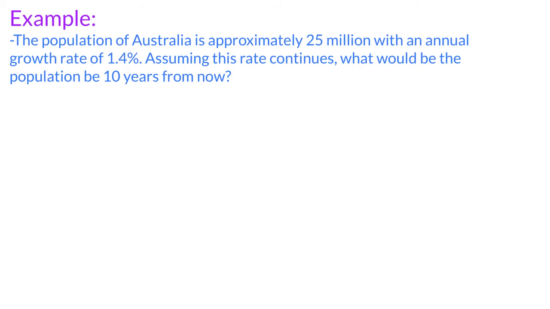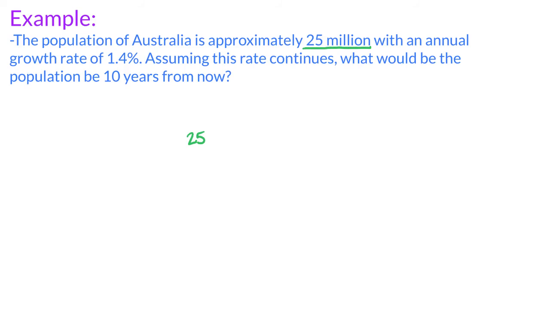So if we take a look at this population example, the population of Australia is approximately 25 million with an annual growth rate of 1.4%. Assuming this rate continues, what would it be in 10 years from now? So what I want to do is highlight the fact that this 25 million, that's how much I'm starting with right now. That's my principal, okay? Now, I can just put 25 and then in my answer I can put in millions, just to kind of simplify the values.